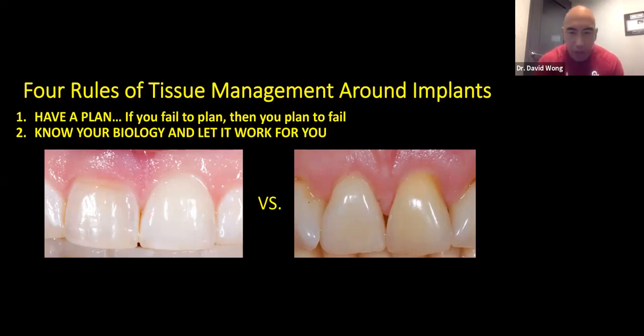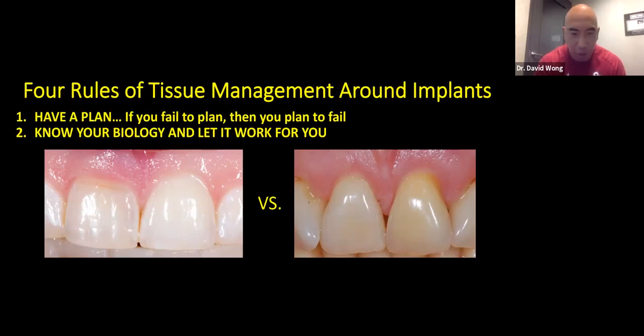You have to know your biology and let it work for you. So what I mean by that is if you look at the picture on your left versus the picture on the right, you should be able to tell which case you want to treat, right? Just based on tooth anatomy and the gingival biotype and thickness. So based on this slide alone, immediately if I said, hey, which case would you want to take for an implant case, all of you should be thinking, I want to take the case on the left, right? And we don't need x-rays or anything like that.